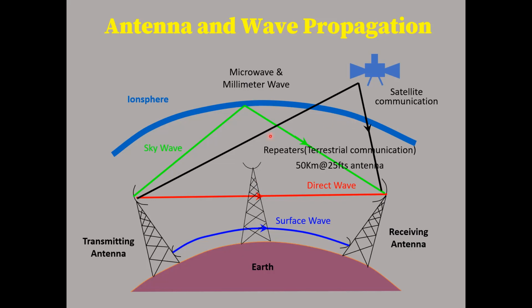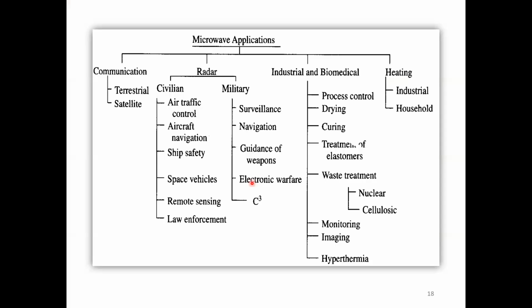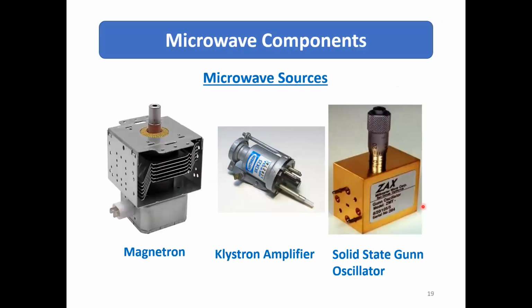And we can use repeaters. That is terrestrial communication: every 50 kilometers there is a repeater, and the height of the antenna is 25 feet. In short, the applications are communication, terrestrial, satellite, radar, civilian and military, industrial and biomedical, and heating.